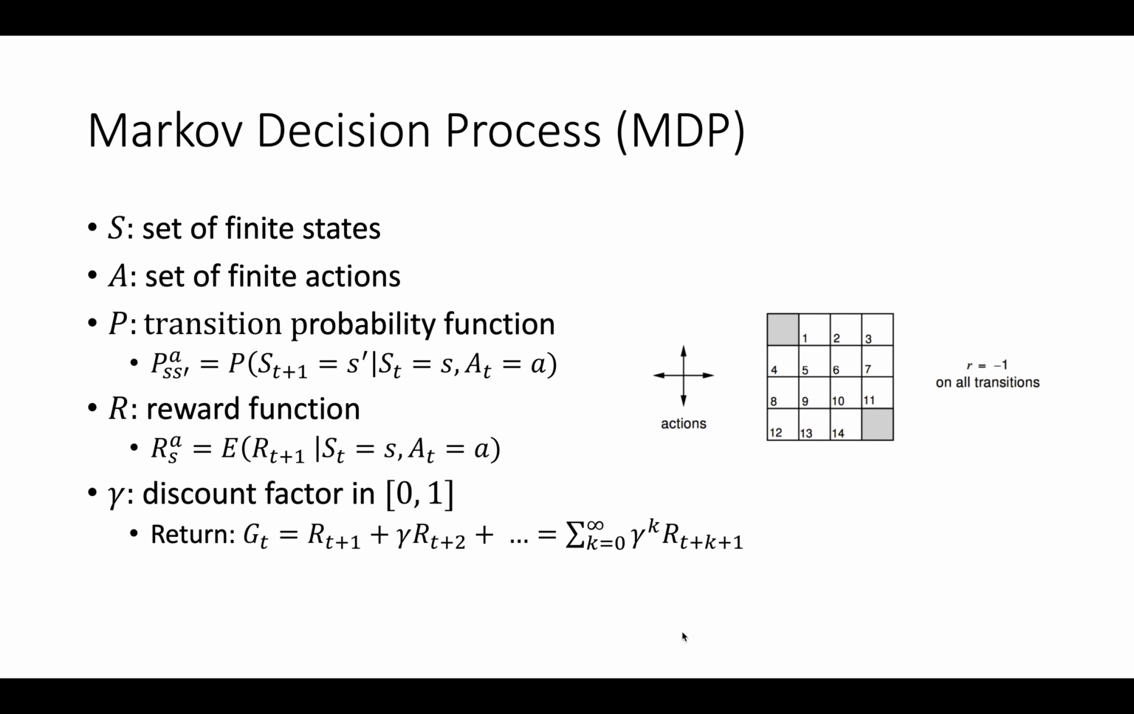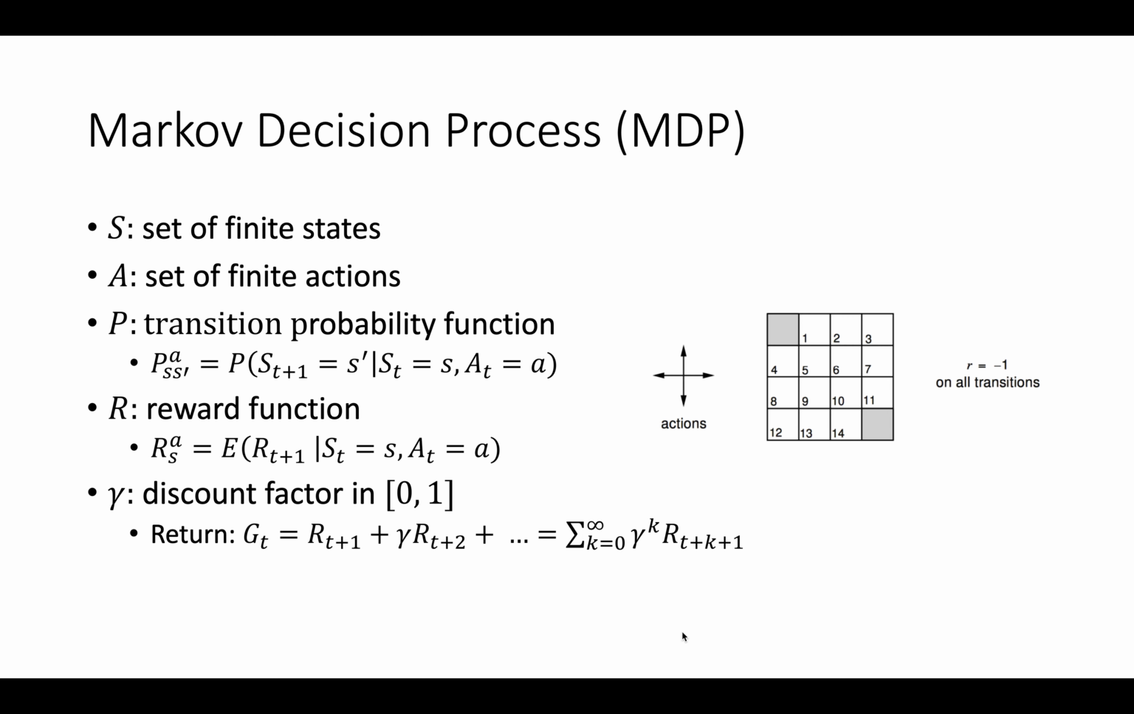An important environment model is the Markov decision process. Most problems in reinforcement learning can be modeled by an MDP. There are 5 elements in an MDP: the set of states, the set of actions, the transition probability function, the reward function, and finally the discount factor.